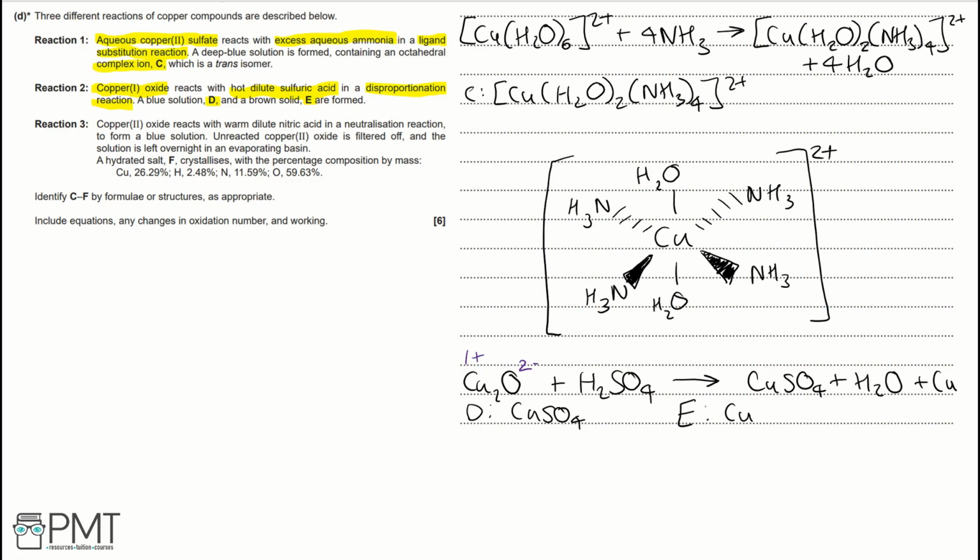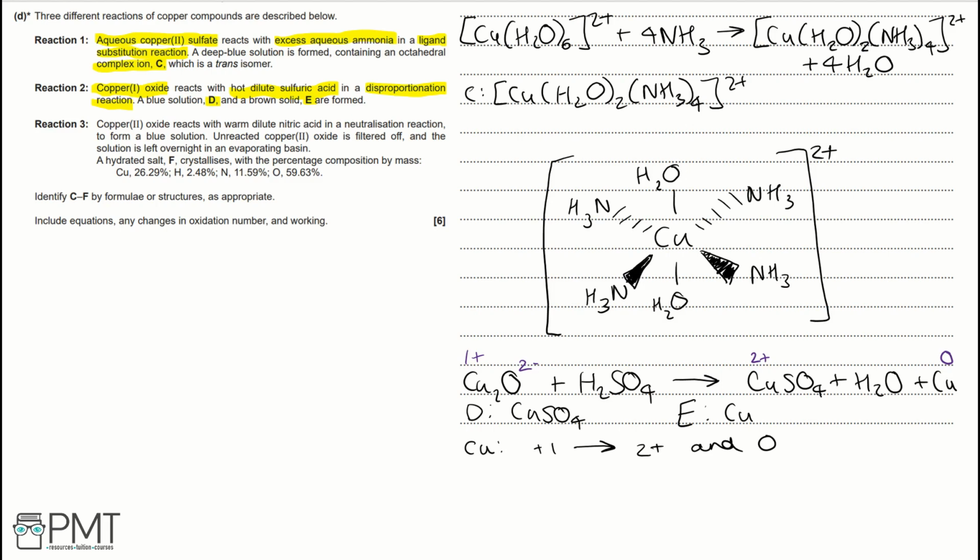Then copper sulfate, that would have a 2+ charge, and that is because a sulfate ion has a 2- charge, and any compound must have an overall oxidation value of 0. Copper on its own, therefore, would have an oxidation number of 0. So we can write that copper goes from +1 to 2+ and 0 in terms of oxidation numbers.